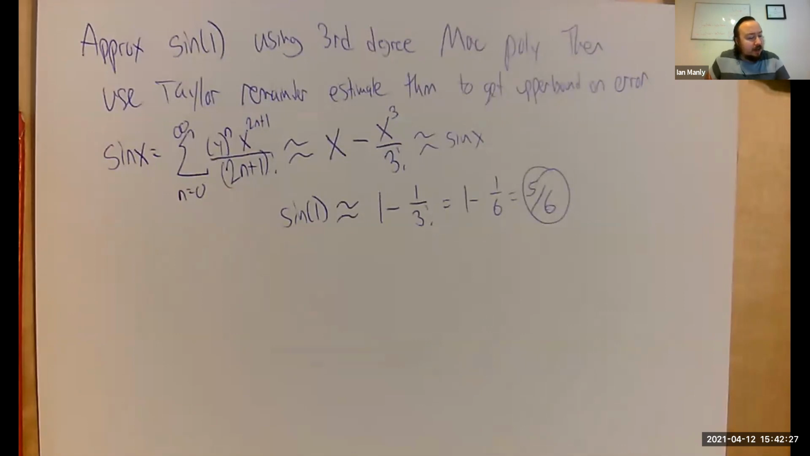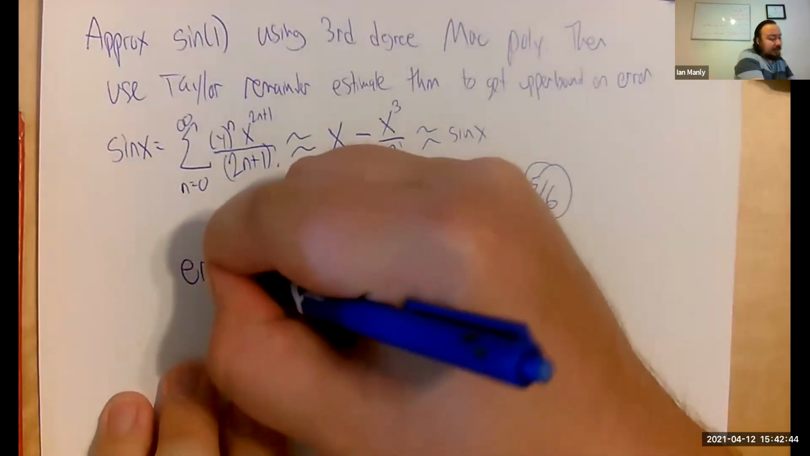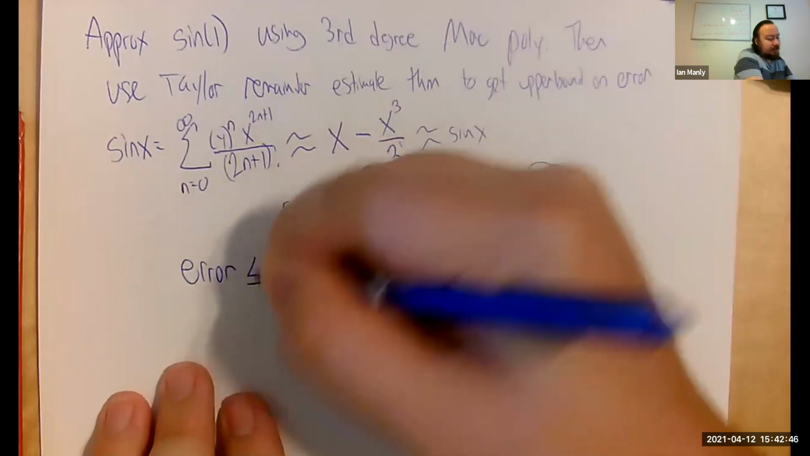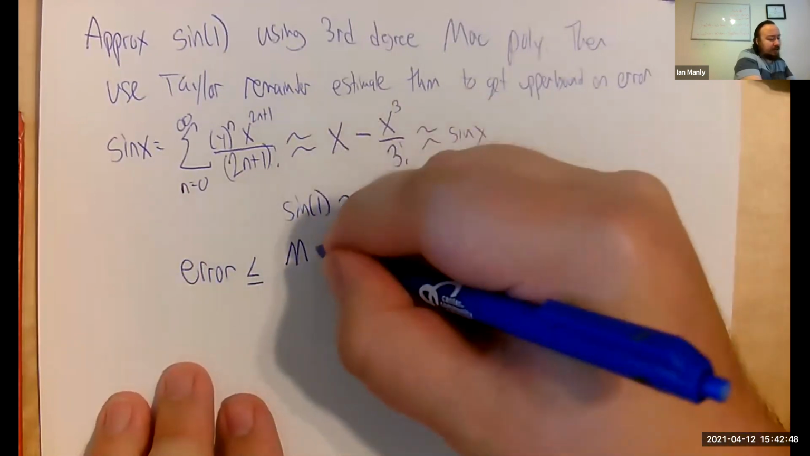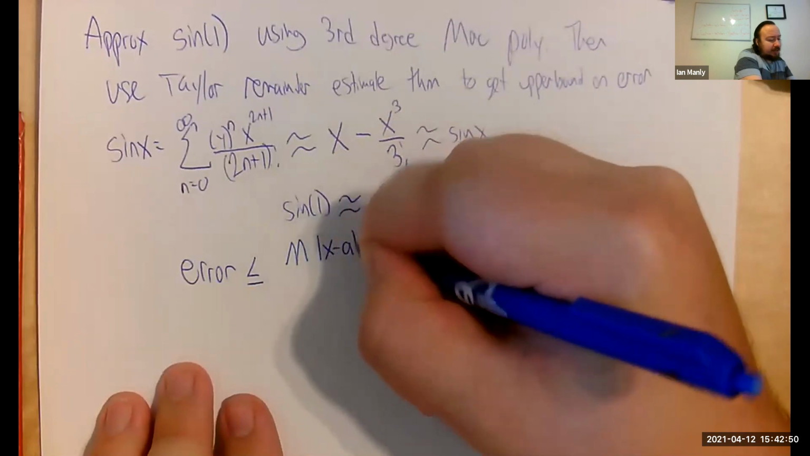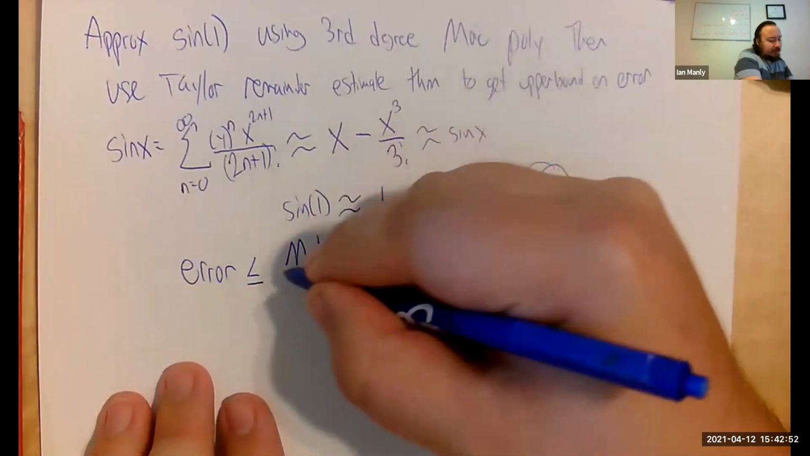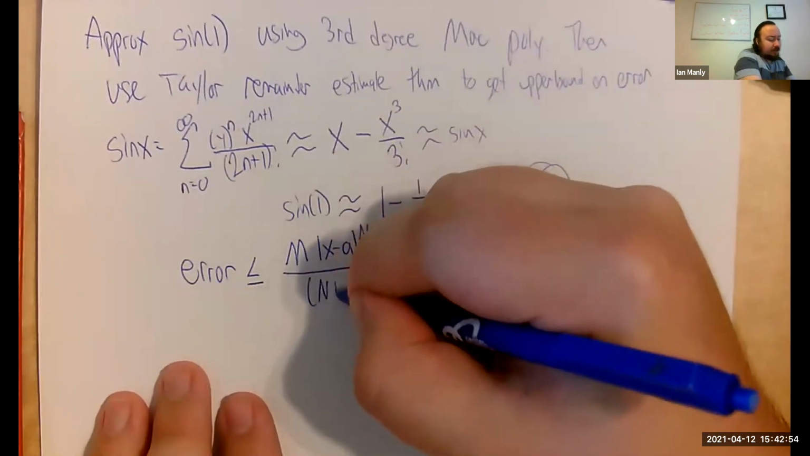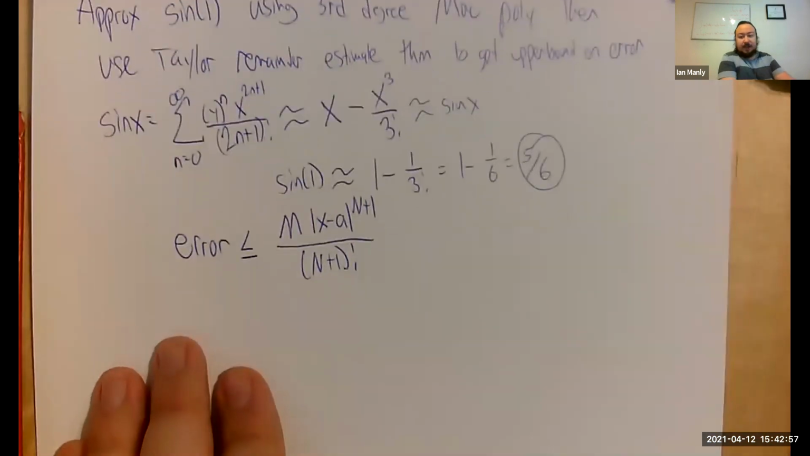All right. Now, we want to figure out a maximum upper bound on the error. Now, this is an alternating series, so they could also have asked you to use the alternating series error estimate theorem, but they specifically asked you to use the Taylor one here. All right, so this says that the error is going to be less than or equal to M times the absolute value of x minus a to the n plus 1, over n plus 1 factorial.